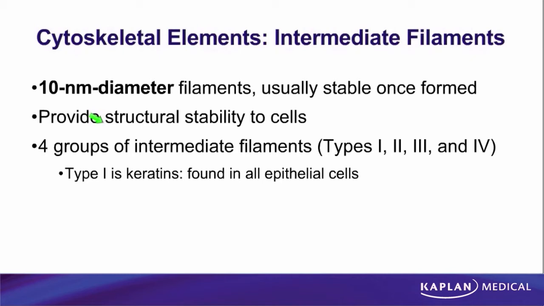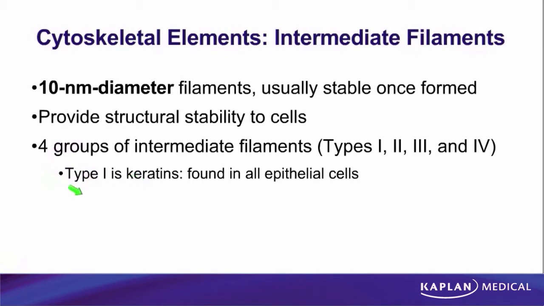So intermediate filaments are thicker than microfilaments. They are not made of actin. They're made of a variety of different proteins, and they are stable and provide structural stability to the cell to maintain cell shape.